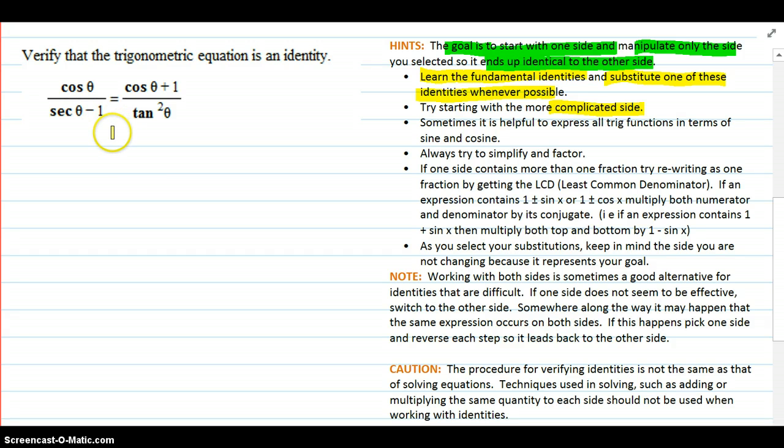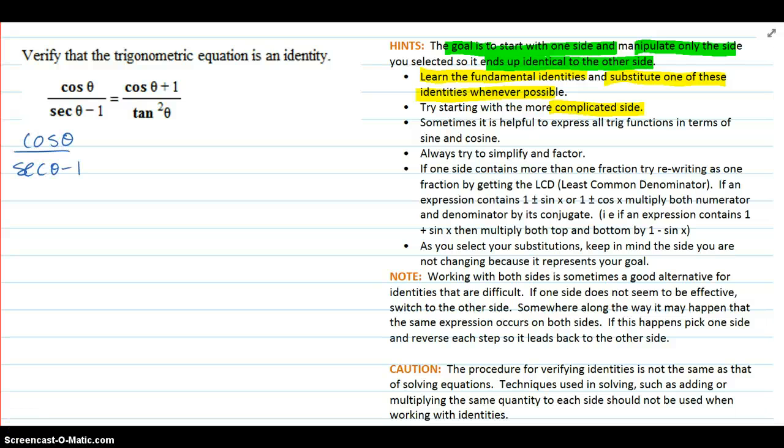So, in this equation, which one? Let's talk about that. Which one is more complicated? Well, to me, there's not one side that is more complicated than the other. So I'm going to randomly pick one side. But in general, I would start with the more complicated side.